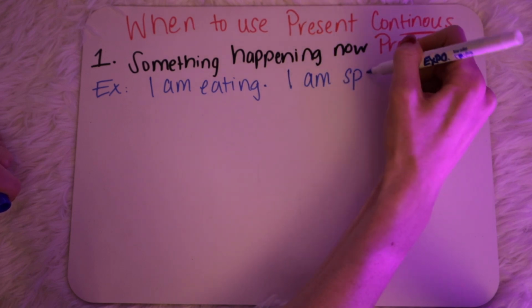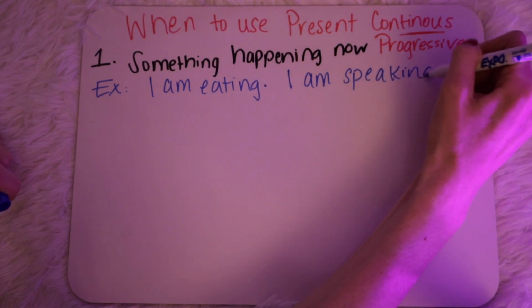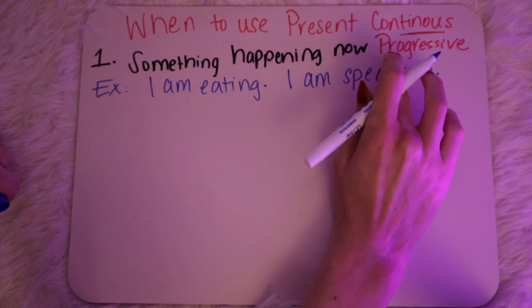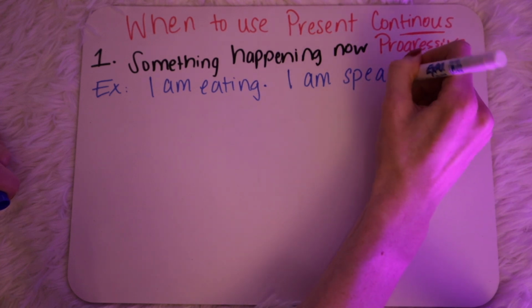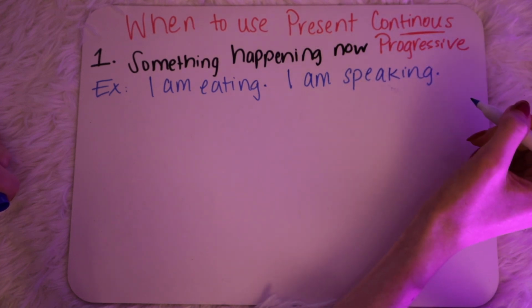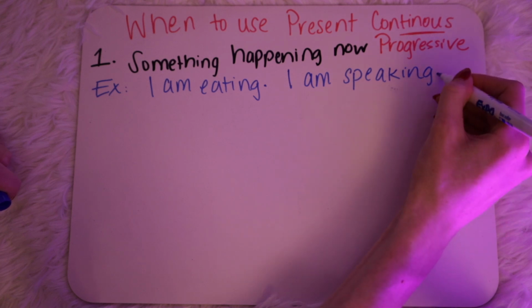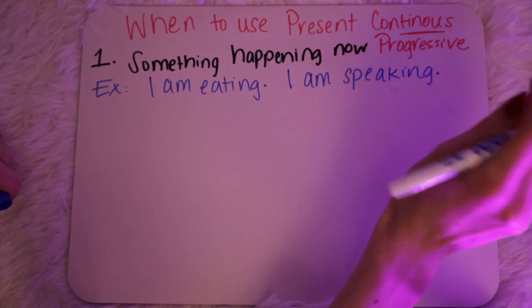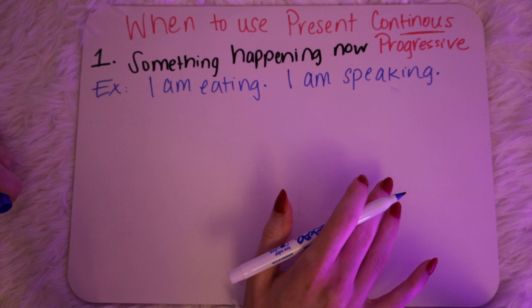Something I am doing right now is speaking. I am speaking right now in this very moment. At this exact second, I am speaking. So, because this is happening right now, I can use the present continuous tense.